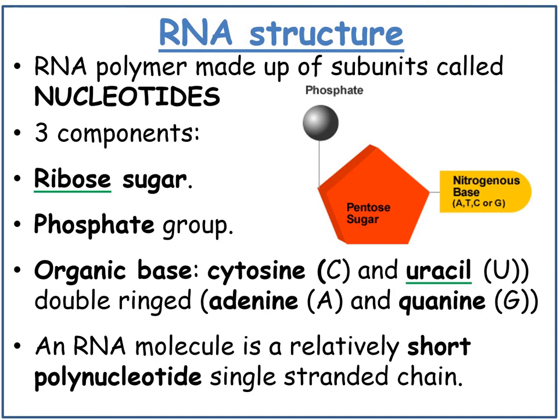So an RNA molecule is a relatively short polynucleotide single-stranded chain. So it's single-stranded, it's made up of a ribose sugar, and instead of thymine, it's got uracil.